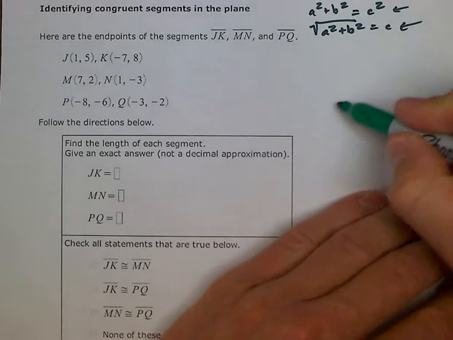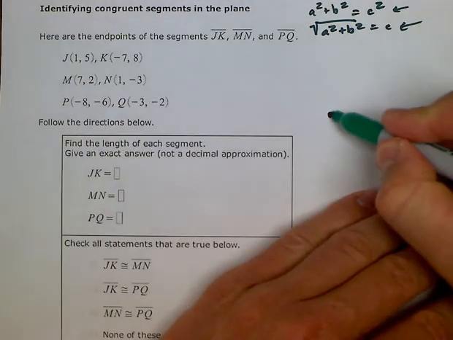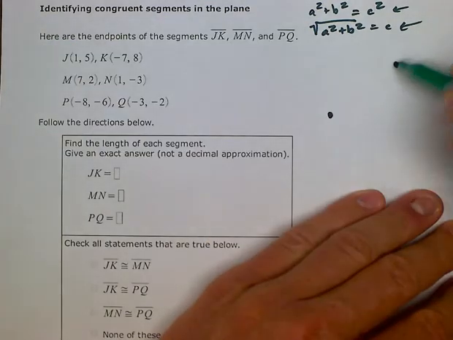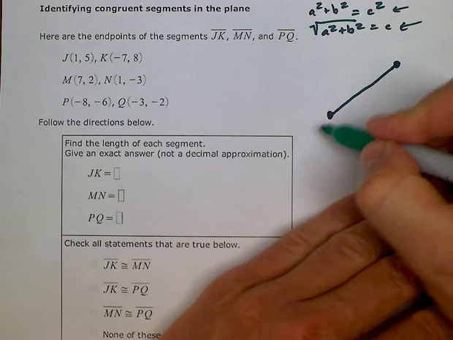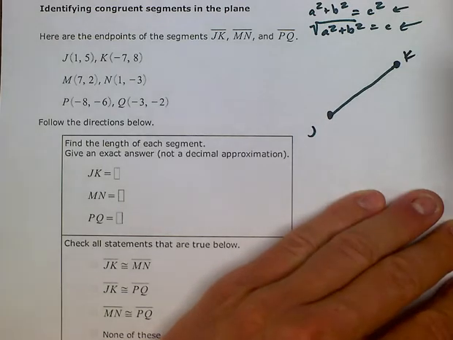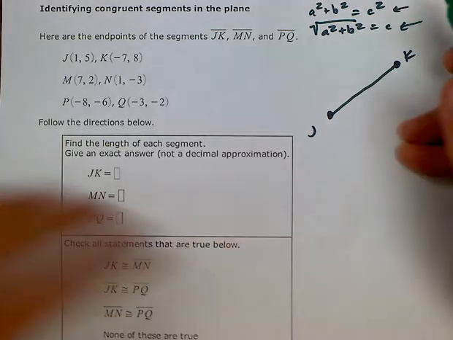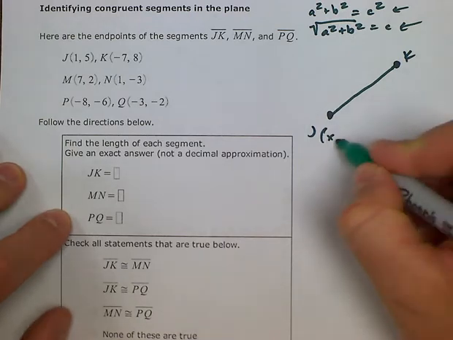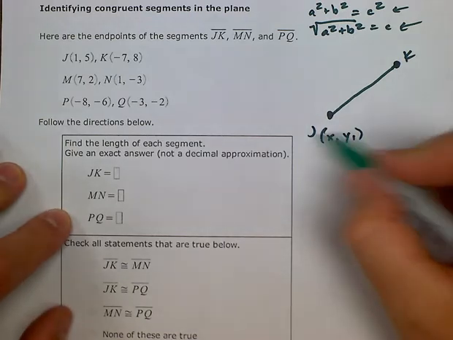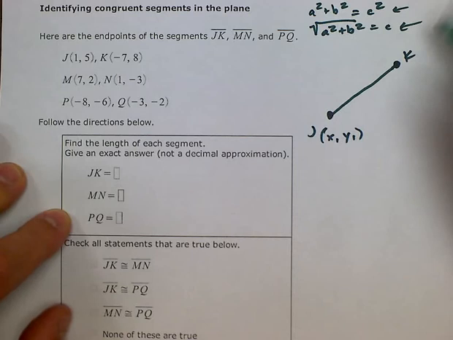So when we have some j and some k, we'll just label it like this, even though it might not be the exact coordinates on a plane. Let's say this is j, this is k. This coordinate is going to be our x1, y1, and this is going to be our x2, y2.